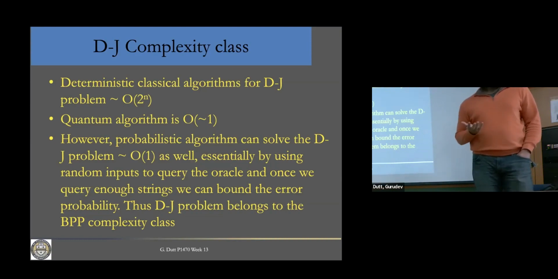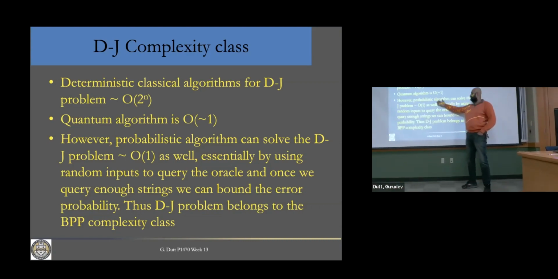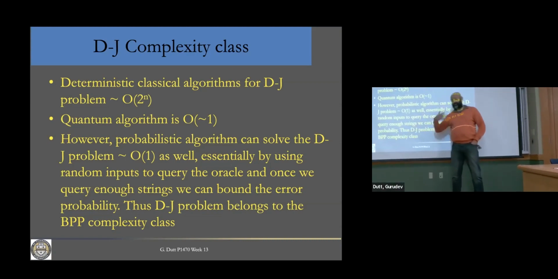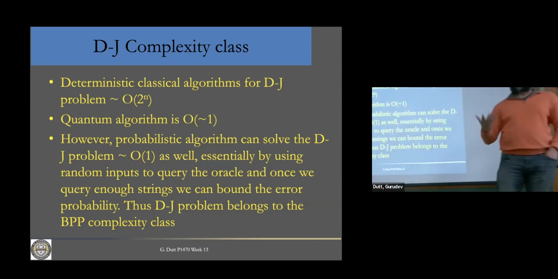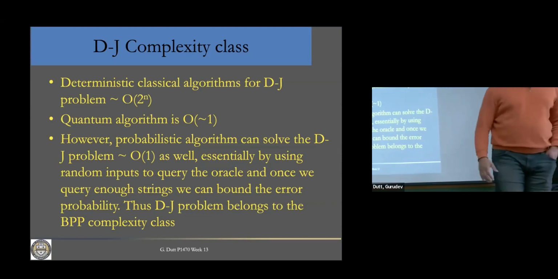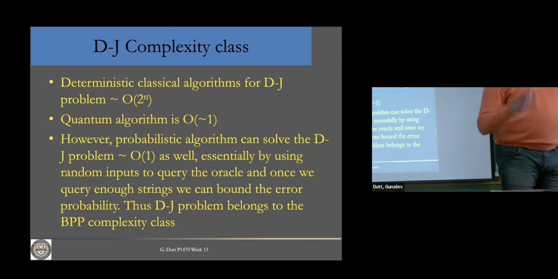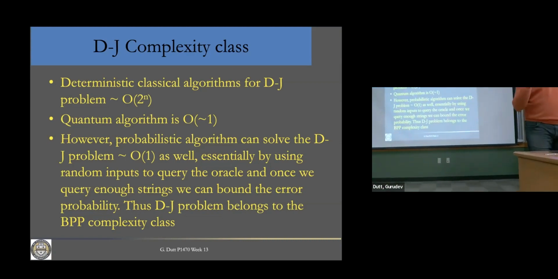So the DJ problem belongs to what is called the BPP complexity class, meaning it can be solved very efficiently, order 1, on a probabilistic classical computer. This is like running a Monte Carlo simulation, for example. You run with a number of random inputs, and that number doesn't grow with the size of the bit strings. That's what the BPP complexity class is. I'm not proving any of these results, just stating them without proof. That may be something you can explore on your own as well.